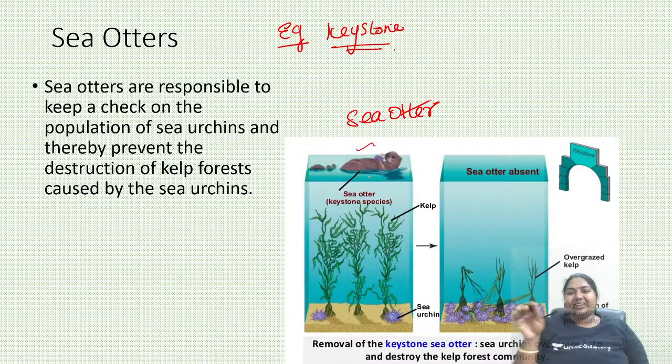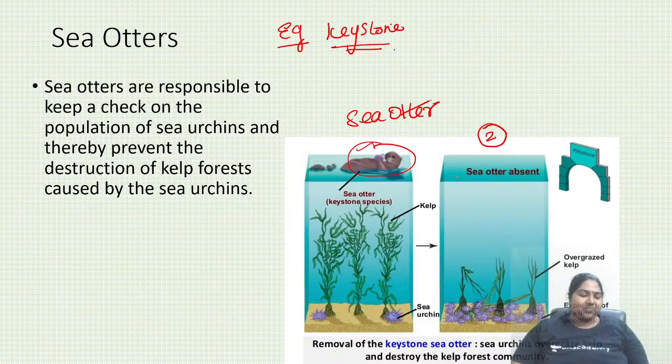Now I'm going to remove the sea otter. So that is what is happening in the second condition. Can you see? The sea otter is absent here. The sea otter is an example of a keystone species.